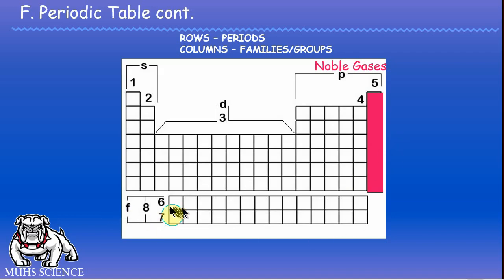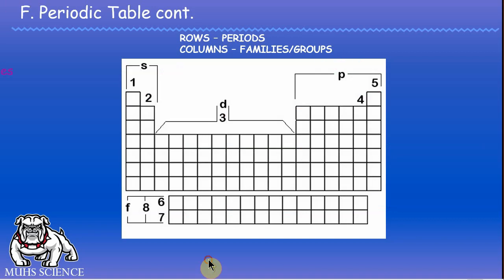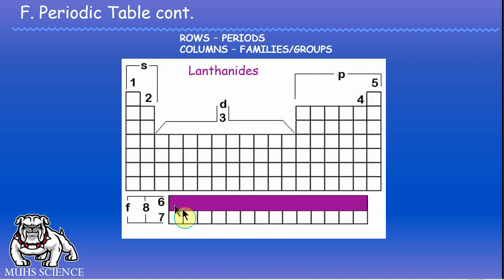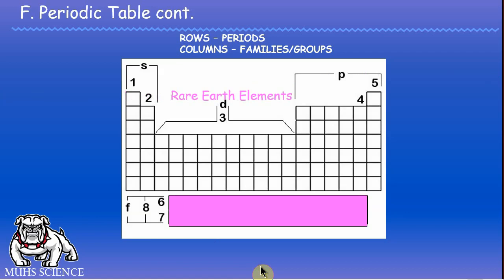Now down here we have 6, 7, and 8. Instead of being vertical columns, I have horizontal rows here. We're starting here with 57, lanthanum. This row right here is referred to as the lanthanides, because it begins with lanthanum. And guess what? Row 7 is called the actinides because it begins with actinium. You can group 6 and 7 up, and refer to these as the rare earth elements.